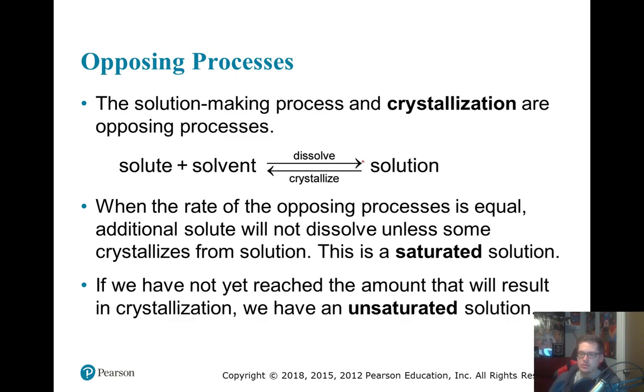And once these two rates are equal to each other, that means that you've reached this dynamic equilibrium and you can't dissolve any more solute in your solvent. So we call this a saturated solution. Now, the Chem 1 definition of saturated solution is essentially that you've put as much salt in or whatever in there as you possibly can.